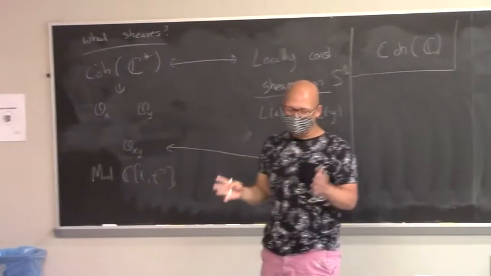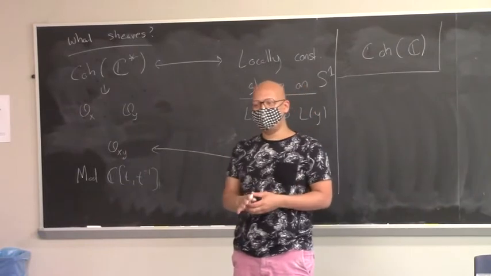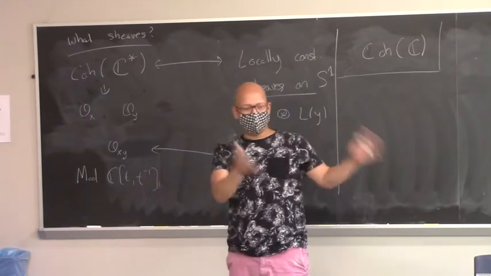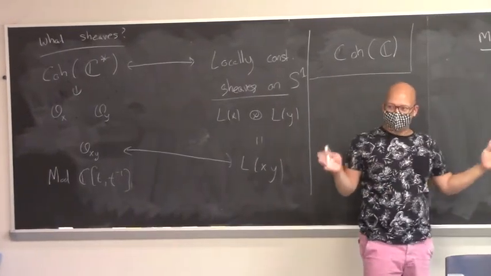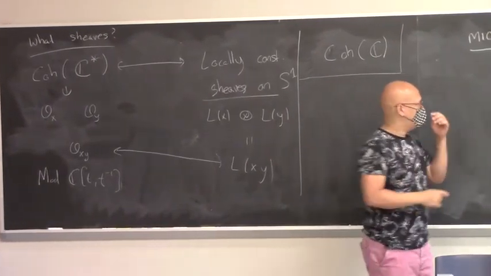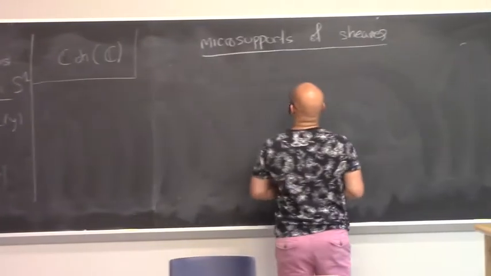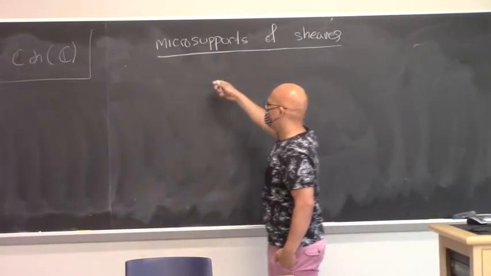Just to make sure, in case you don't know what a sheaf is: it's something which to every open set assigns a vector space, a module or something like that. And then when you shrink the open set, you get maps between the modules or vector spaces. So let me just write that down.